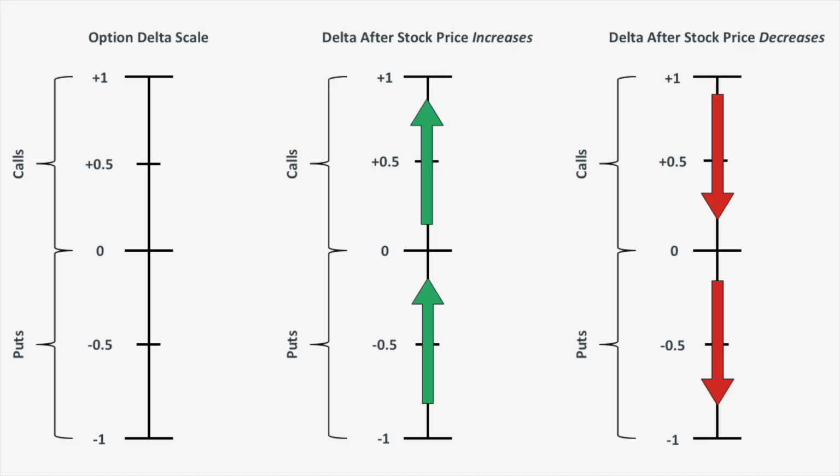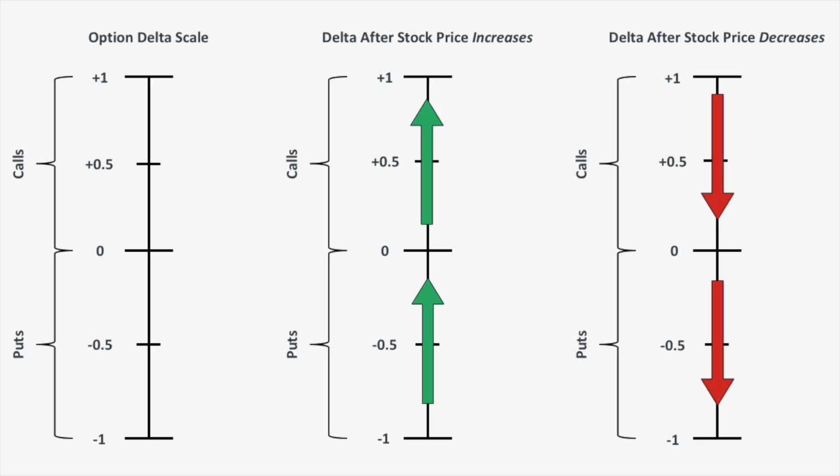Let's visualize gamma's impact on call and put options with stock price increases and decreases. Since gamma is added to an option's delta when the stock price increases, call deltas will get closer to +1 and put option deltas will get closer to 0 as the stock price increases. That's because adding a positive number to a positive number brings it higher, and adding a positive number to a negative number brings that number closer to 0.